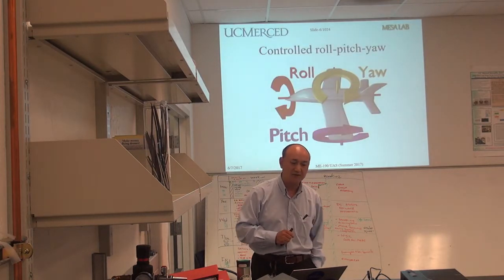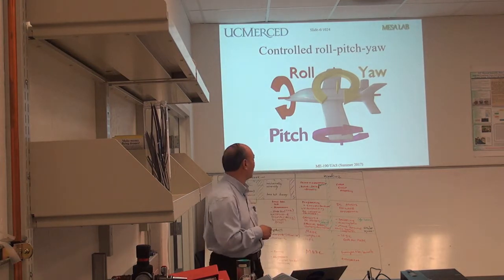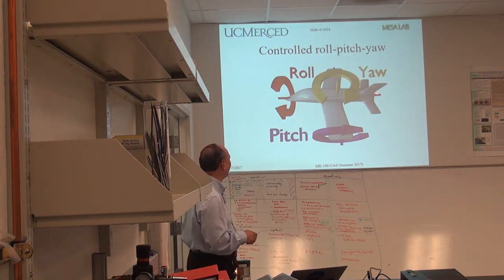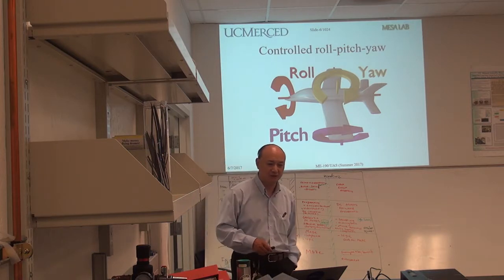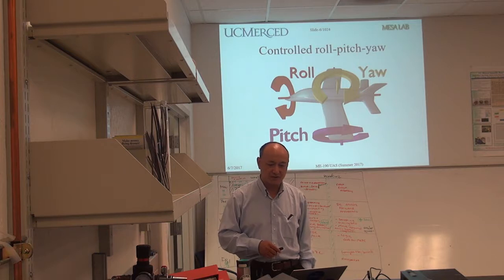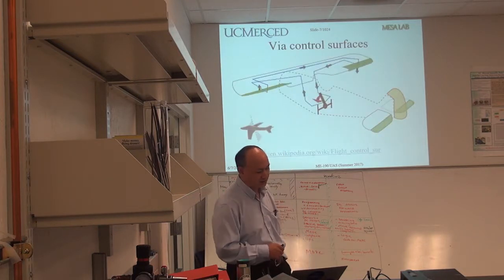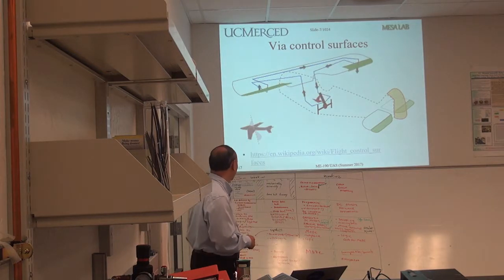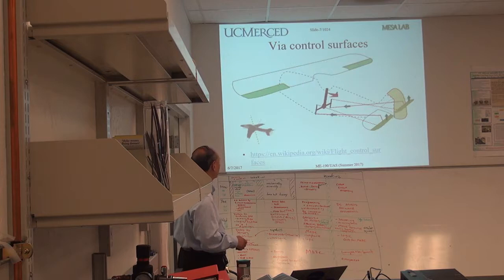So let's start with your roll control, okay? So this is the aircraft. So you have controlled roll. Here's an interesting animation you are going to see. Okay, so the control surface is like this. So then these are different types of control surfaces, okay?